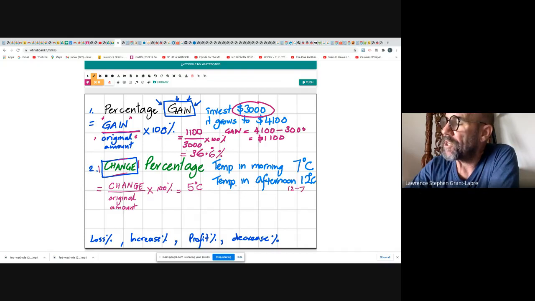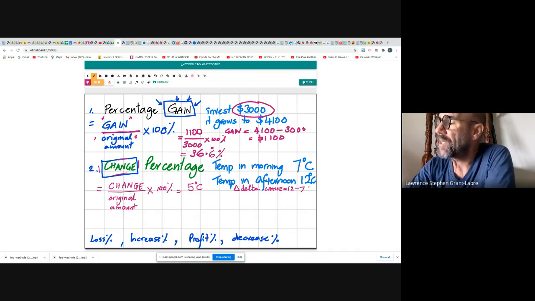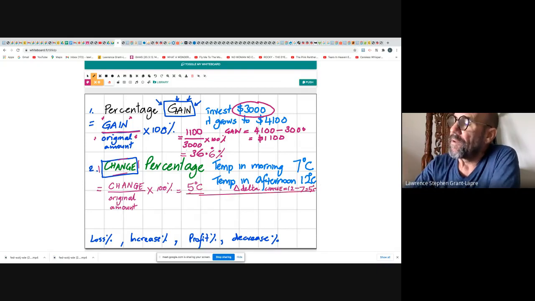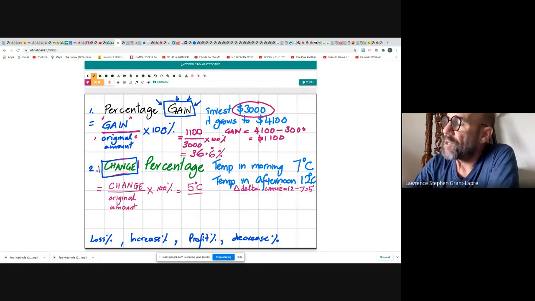We call a change the delta. A delta is also a change. You can research delta, there's a few meanings. It's the second number minus the first number, 5 degrees Celsius. What was the original amount? The original amount started out as 7.